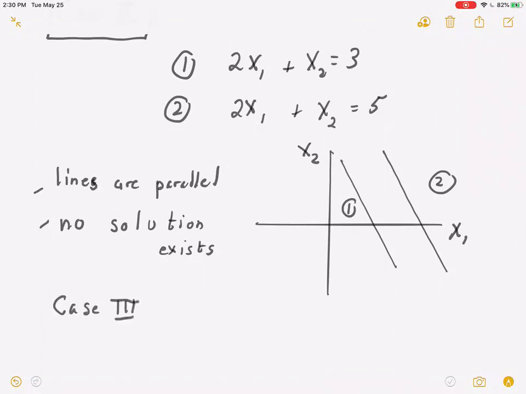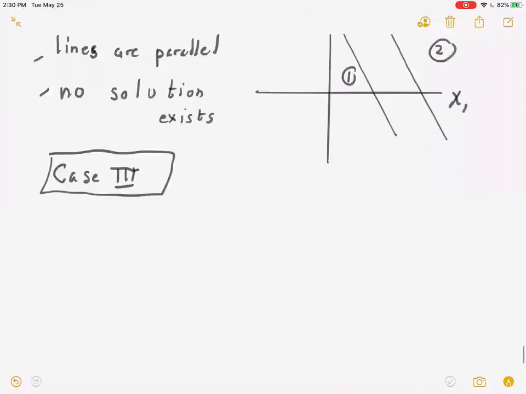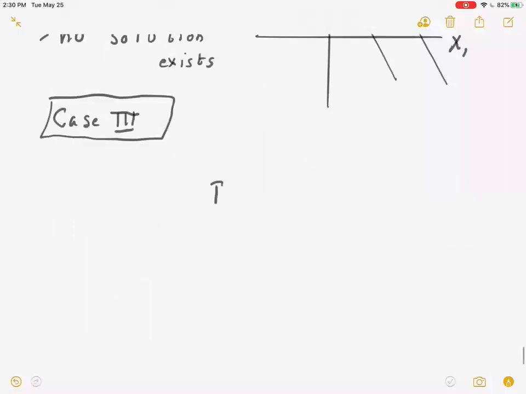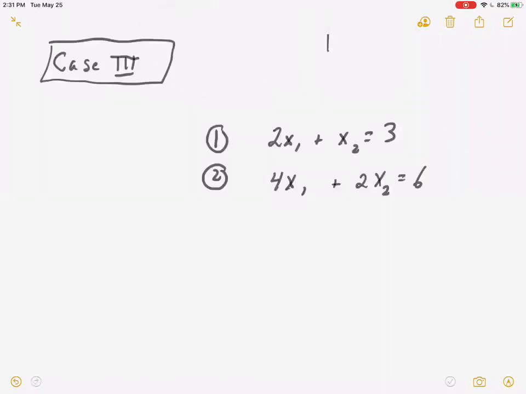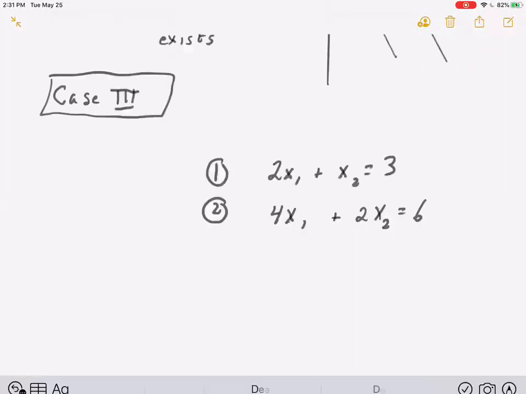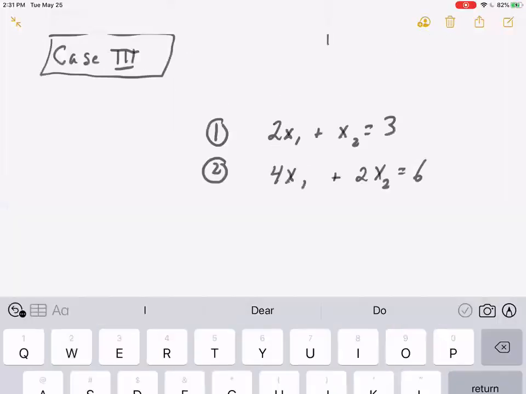How about a different case, case 3? Again, I'm just picking very simple systems so that I don't get involved in too complex a set of calculations to look at. So here's an equation, 2 times x of 1 plus x of 2 equals 3, and 4 times x of 1 plus 2 times x of 2 equals 6. Now, before I do anything, you should look at these two equations and see if you can come up with something remarkable about them. I'm not going to say anything further, but you should look at them.